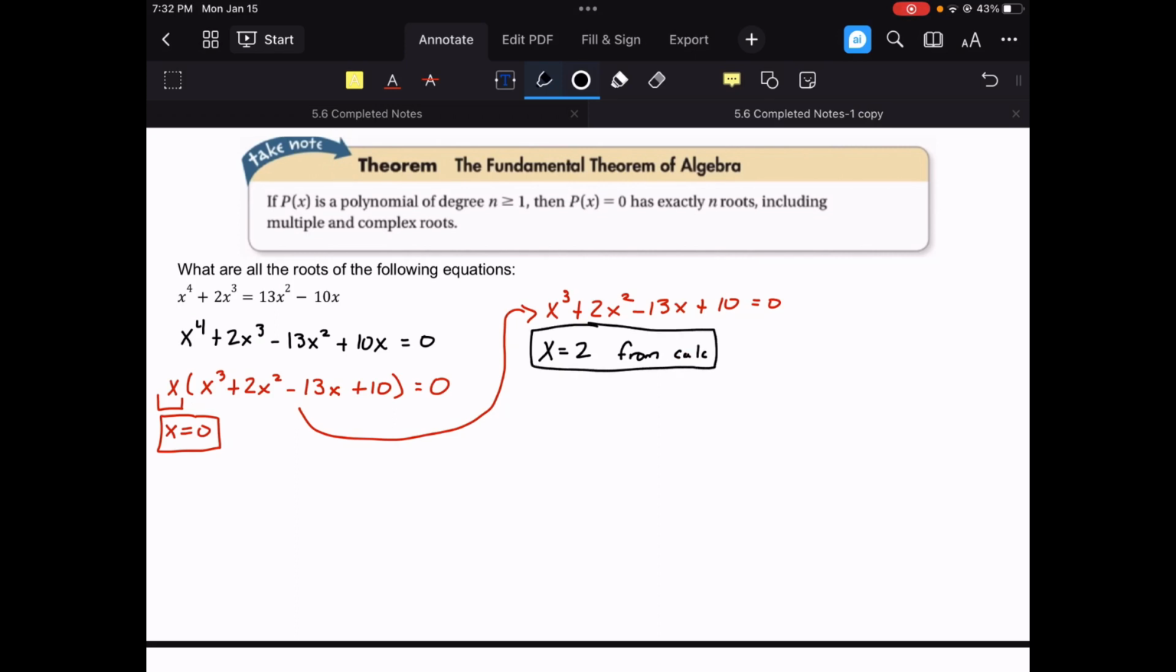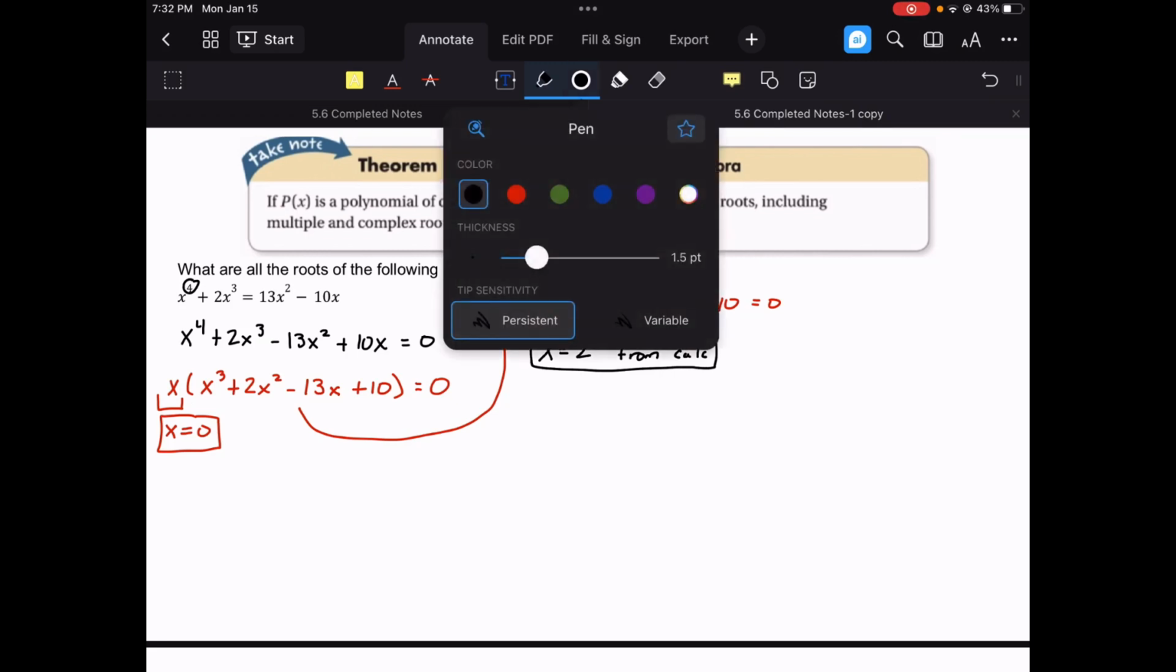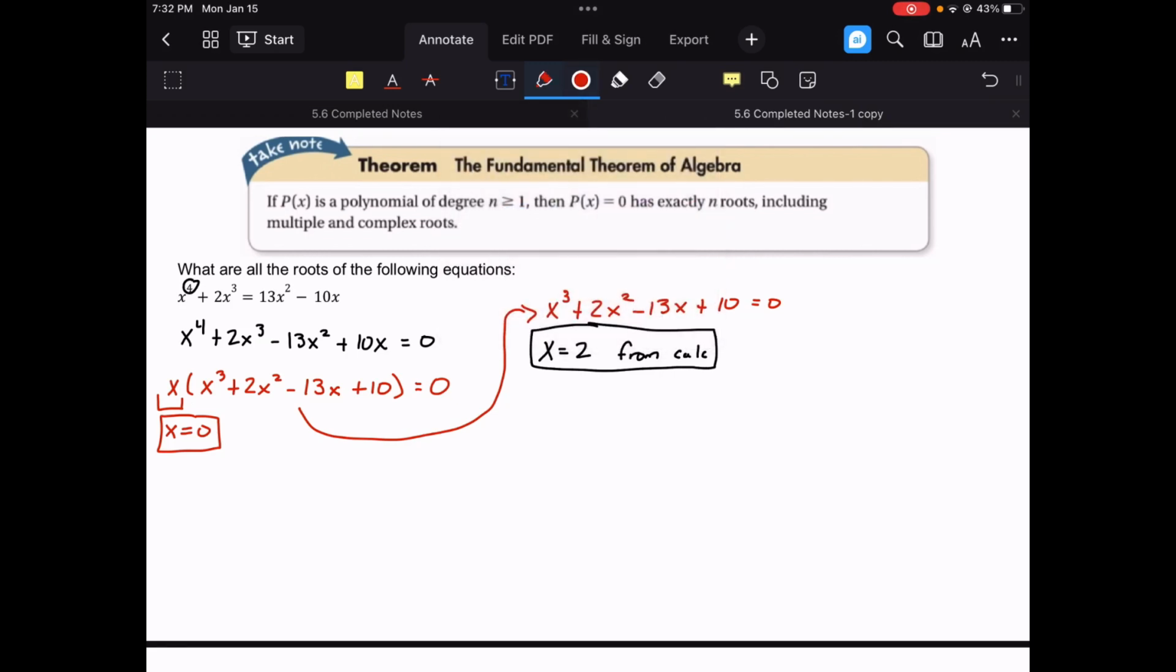So right now I have 2 of the 4 roots I need for this polynomial. With this second root, I can use synthetic division to bring this cubic polynomial down to a quadratic. So we'll set up with a 2 on the outside.